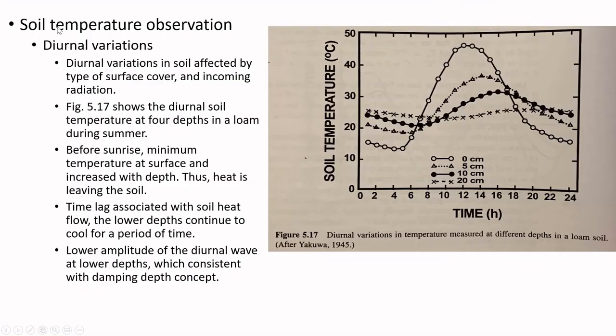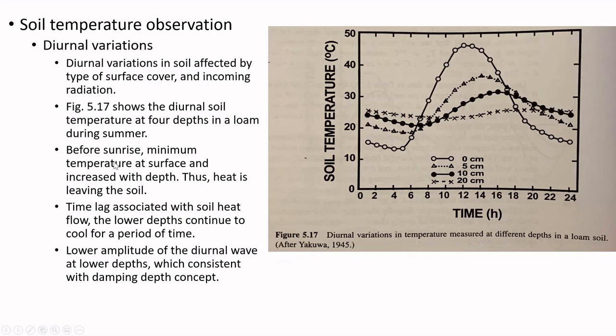Okay, so let's look at the soil temperature observation. We have figure 5.17, diurnal variations in temperature measured at different depths in loam soil. Diurnal variation in soil is affected by types of surface cover and incoming radiation. So different radiation will also affect this diurnal variation. If you cover with plastic, it will also affect the diurnal variations of the soil. Figure 5.17 shows the diurnal soil temperature at 4 depths: at the surface, at 5 centimeters below the surface, 10 cm below the surface, and 20 cm below the surface.